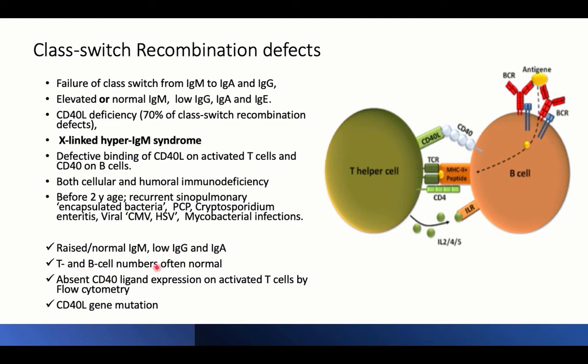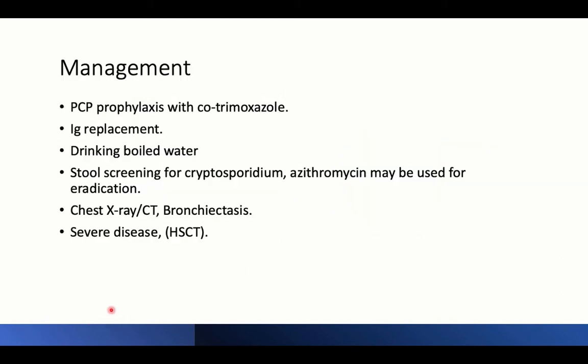T and B cell numbers are often normal. We don't have a defect in numbers of T or B cells, but a defect here. Flow cytometry will diagnose the absence of CD40 ligand expression on activated T cells. This will be deficient in the flow cytometry. Gene mutation analysis can also be done to diagnose the condition.